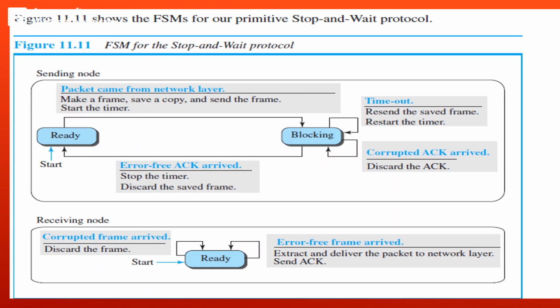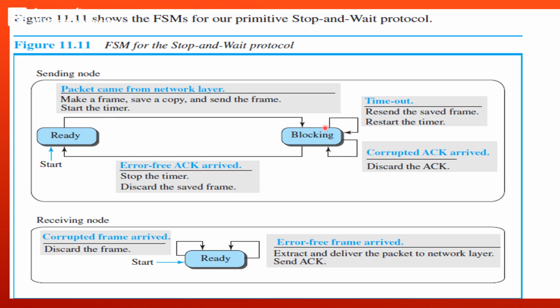The diagram shows the FSM for stop and wait protocol. We can observe that at the sending node we have two states. The first one is the ready state, the second one is the blocking state. The sender is initially in the ready state, waiting to receive the packet from the network layer. Whenever the packet arrives from the network layer at the data link layer, make a frame, save a copy, send the frame to the receiving node, and start the timer.